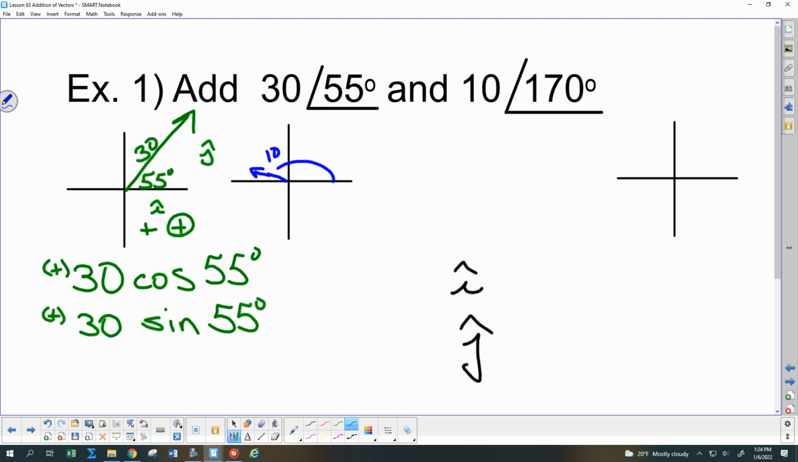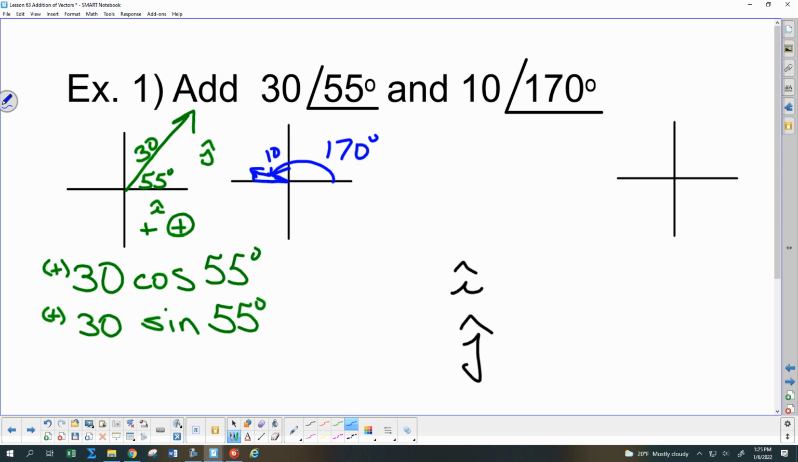And I went 170 degrees from that positive x-axis. We only know right triangle trig. So if I'm going to start talking about sine and cosine, I have to have a right triangle. It is not possible to draw a right triangle that has another angle that's 170 degrees in it. So I am really thinking about this little triangle over here in the second quadrant.